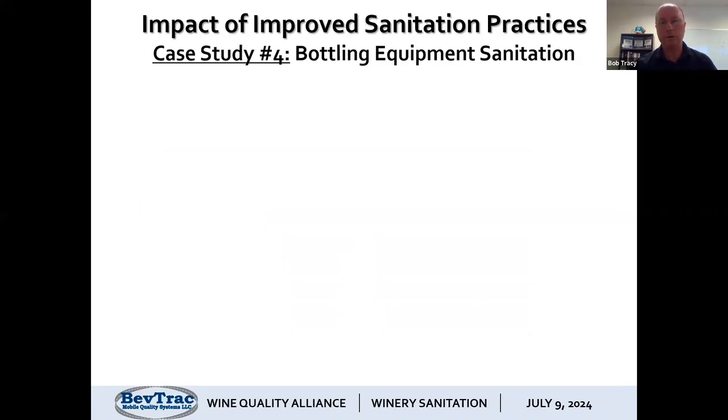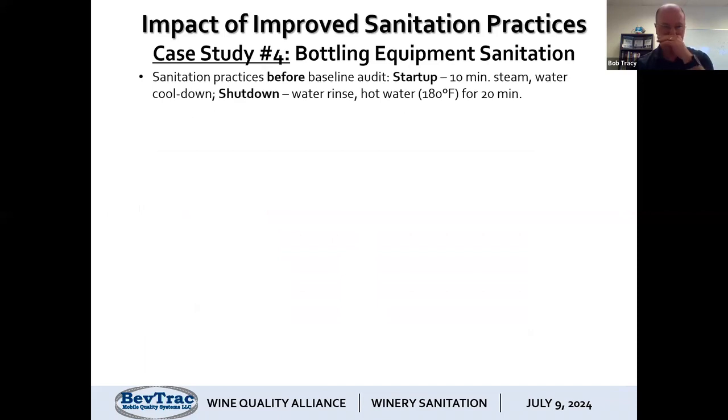What about bottling equipment? So this winery, before the baseline audit, they were using 10 minutes of steam. Again, you want to be at least 20 minutes. And then they were doing a water cool down at startup. And then at shutdown, they were doing a water rinse and then a hot water rinse for 20 minutes. So no chemical CIP, just hot water or steam for both startup and shutdown.